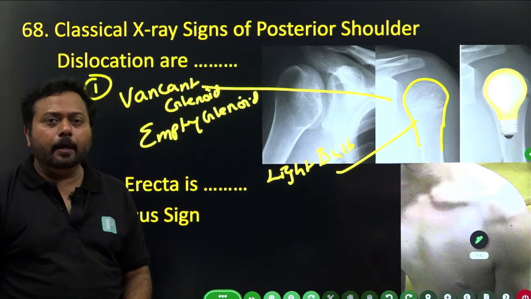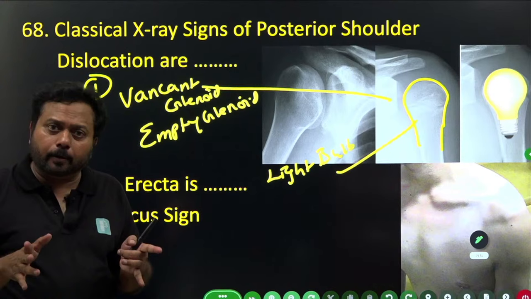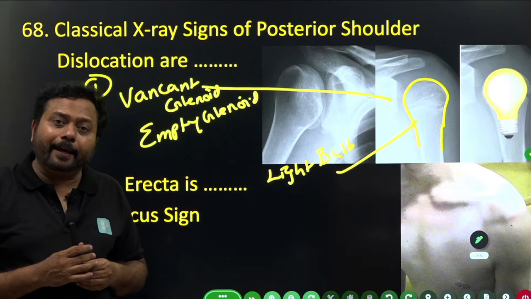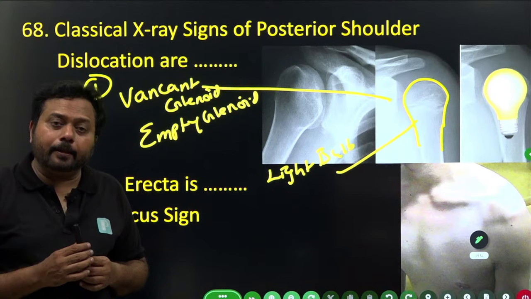There is no named sign in anterior shoulder dislocation. There is no named sign in inferior shoulder dislocation. But radiologically, two named signs are there, and both are reserved only for posterior shoulder dislocation. One is called the vacant glenoid sign, another is called the empty glenoid sign. Otherwise, this is called a light bulb sign.